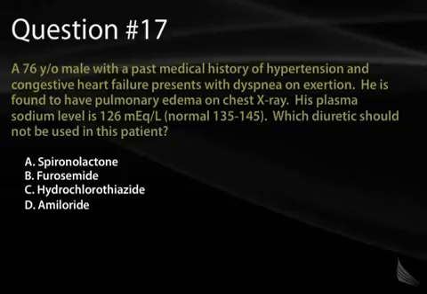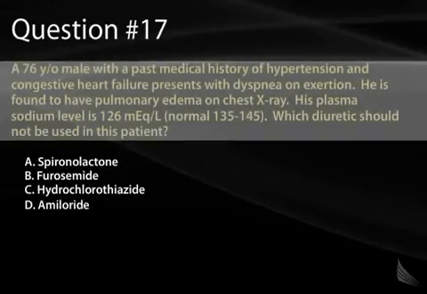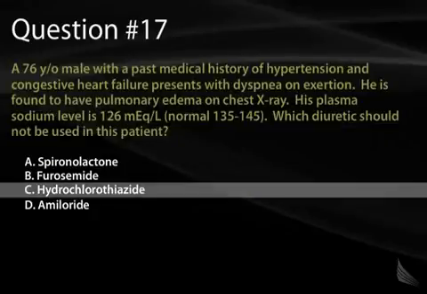Question 17. A 76-year-old male with a past medical history of hypertension and congestive heart failure presents with dyspnea on exertion. He is found to have pulmonary edema on chest X-ray. His plasma sodium level is 126 milliequivalents per liter. Which diuretic should not be used in this patient? A. Spironolactone, B. Furosemide, C. Hydrochlorothiazide, and D. Amiloride. The answer would be C.